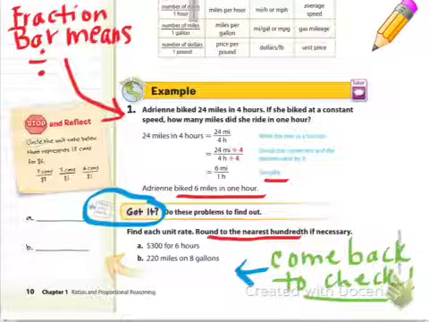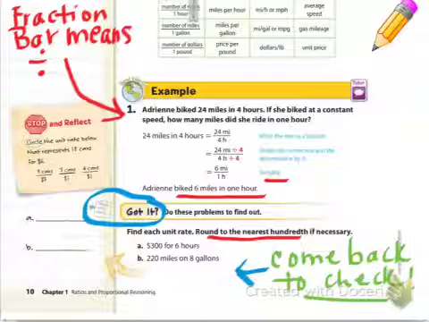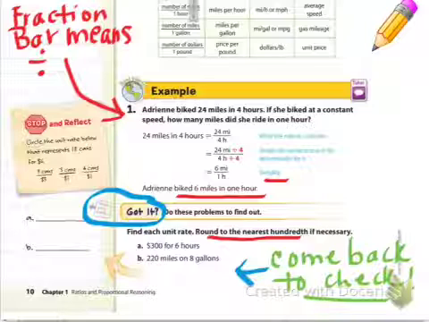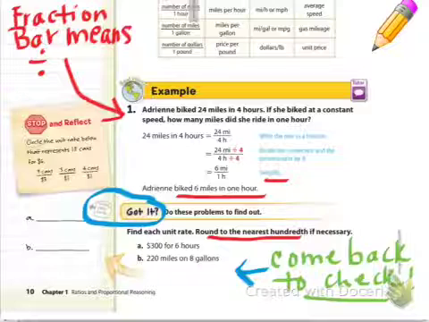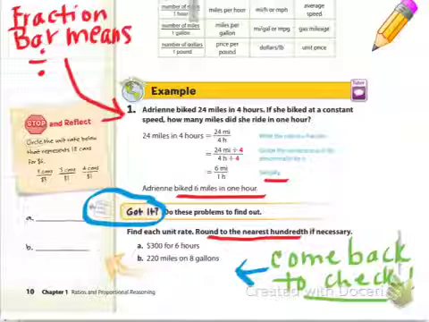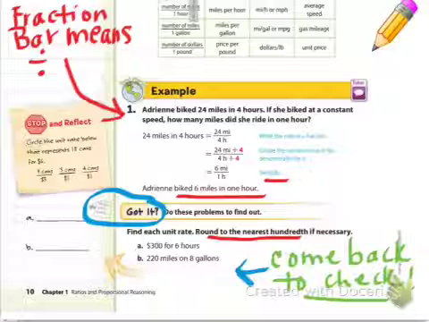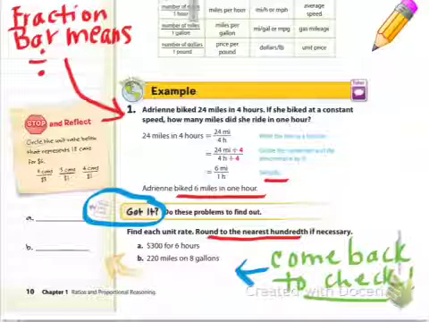Example 1. You should write this example down in your notes, and just a reminder, the fraction bar is telling you to divide. Adrian biked 24 miles in 4 hours. If she biked at a constant speed, how many miles did she ride in 1 hour? So that 1 hour is telling you to make this a unit rate per unit, 1 hour. So again, look how it's written as a fraction, 24 miles over 4 hours. Now you need to simplify that.